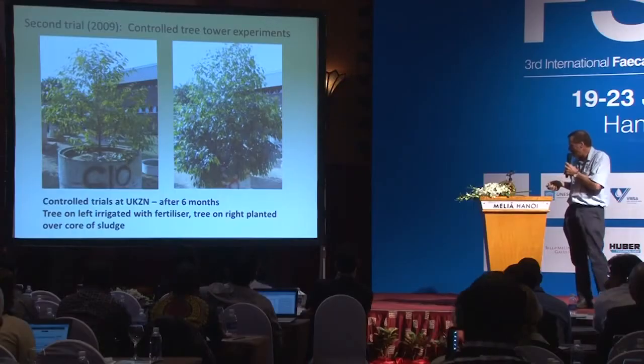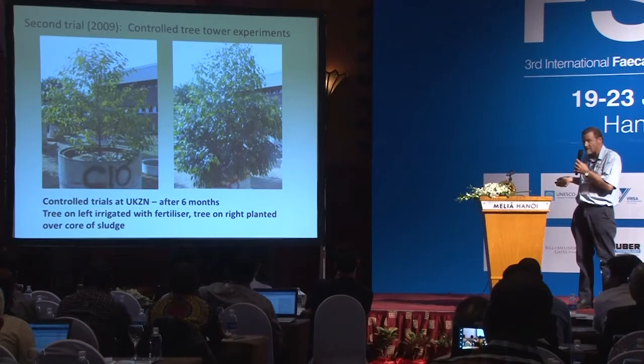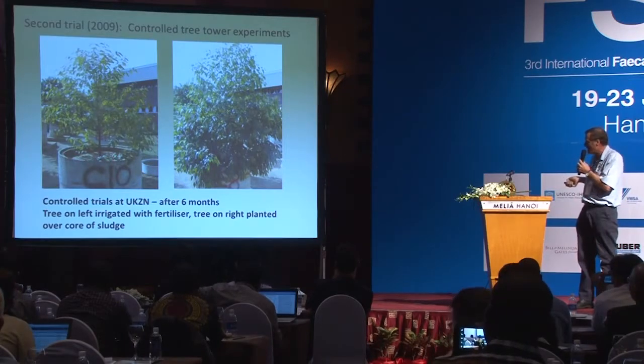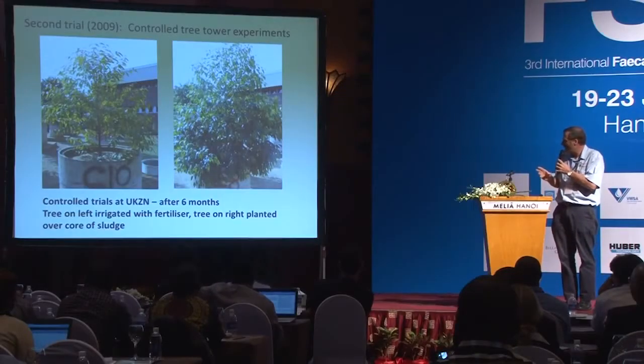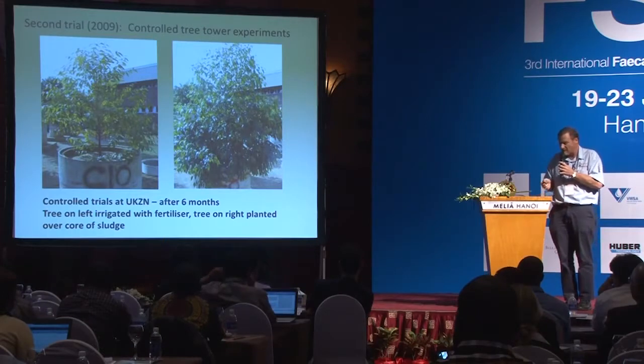We had a master student working on it, did a good job of actually doing everything scientifically, and he had control towers where he planted the tree and he used liquid chemical fertilizer. And then he had experimental towers where he put in a core of sludge, planted the seed tree above the core of sludge, and he got like 300% better growth on the tree planted over the sludge. Now you won't get that over 10 years, so you get a more rapid response in the early months. But there was a very definite, marked difference.